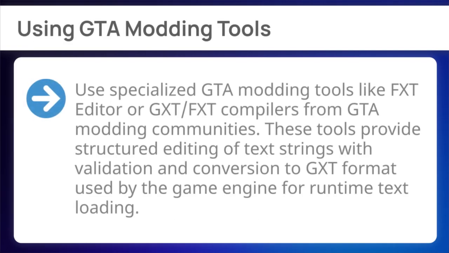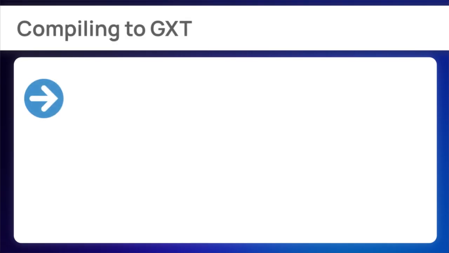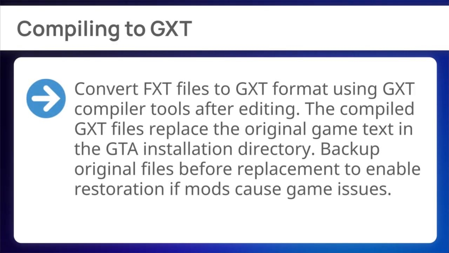Next, using GTA modding tools. Use specialized GTA modding tools like FXT Editor or GXT FXT compilers from GTA modding communities. These tools provide structured editing of text strings with validation and conversion to GXT format used by the game engine for runtime text loading. Finally, compiling to GXT. Convert FXT files to GXT format using GXT compiler tools after editing. The compiled GXT files replace the original game text in the GTA installation directory. Backup original files before replacement to enable restoration if mods cause game issues.